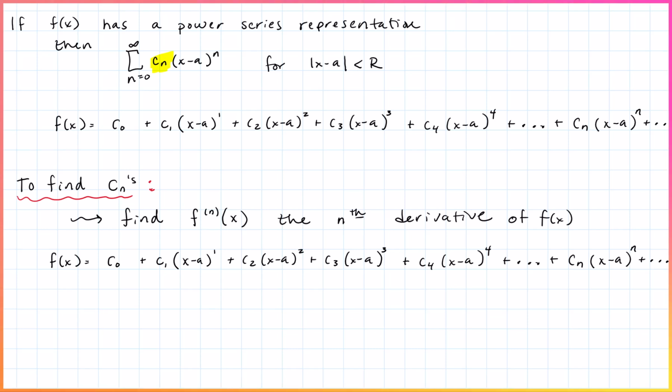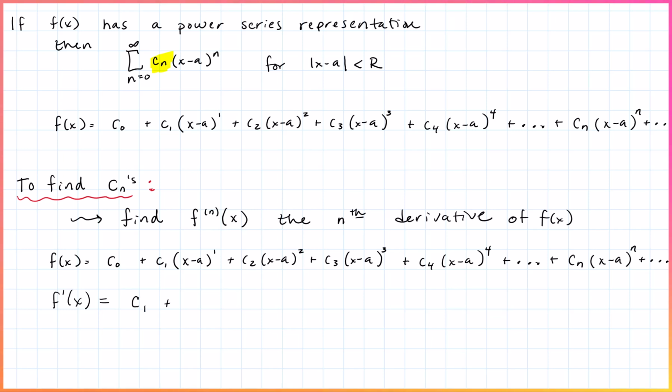And let's see what happens. We're going to see some patterns occur. So I wrote out f of x here, and I'm going to just start by taking the first derivative. Obviously, when I take the derivative of c naught, that's just a constant, so that becomes 0. Then when I take the derivative of c sub 1 times (x minus a), I just get c1.